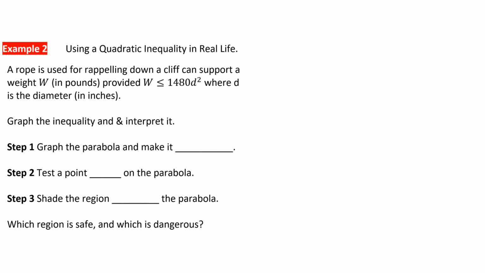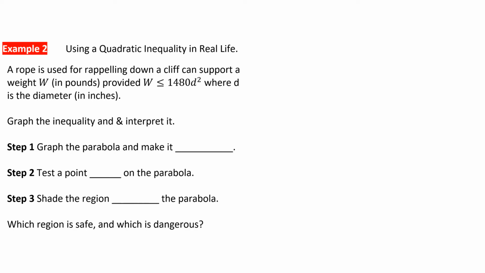Example 2 is borrowed straight from our textbook, using a quadratic inequality to model some real-life situations. We're told that a rope is used for rappelling down cliffs, and it can support a weight in pounds provided that W is less than or equal to 1480 d squared, where d is the diameter of the rope in inches. So it should make sense that the larger the diameter of the rope, the more weight it can hold. So can we graph and interpret this information?